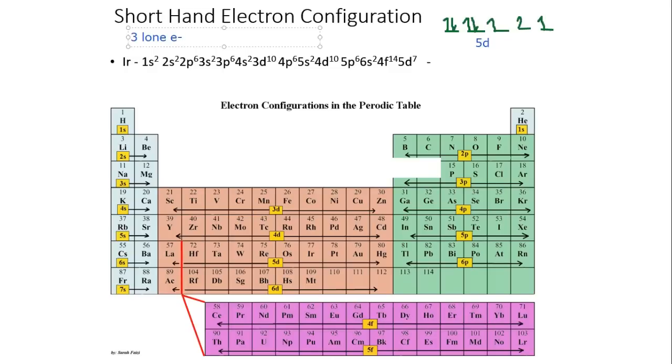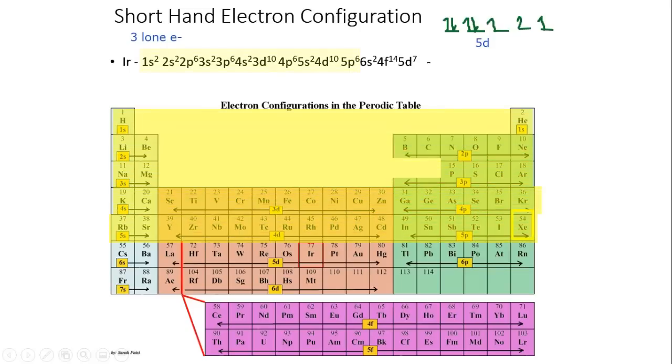So now back to the electron configuration. Everything from the preceding noble gas, so where's iridium? Iridium is down here on the 6th row. So xenon is the preceding noble gas. So everything from 1s2 to 5p6, because xenon's on the 5th row, the last orbital you fill is 5p, is represented by xenon. So everything that comes after xenon is unique to iridium. So the shorthand electron configuration would be xenon 6s2, 4f14, 5d7. And that's the shorthand electron configuration of iridium.